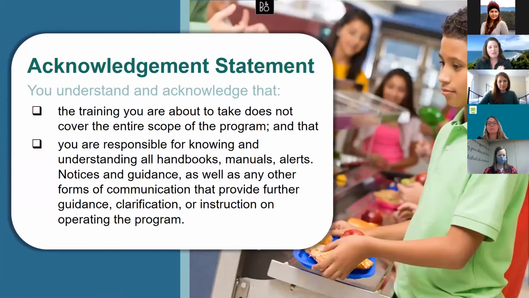Okay, so let's go through the acknowledgement statement. As you've probably seen before, you understand and acknowledge that the training you're about to take does not cover the entire scope of the program. So as you know, you're still responsible for understanding all handbooks, manuals, alerts, and any kind of notices and guidance. TDA and USDA share their information, so you do need to make sure that you stay abreast of all of that information. If all else fails, you also can seek clarification or help from your local ESCs. They're always there to help you and to clarify any issues that you have.